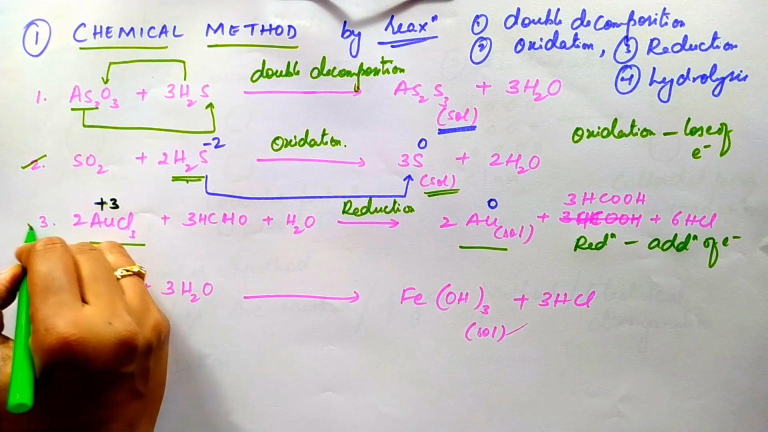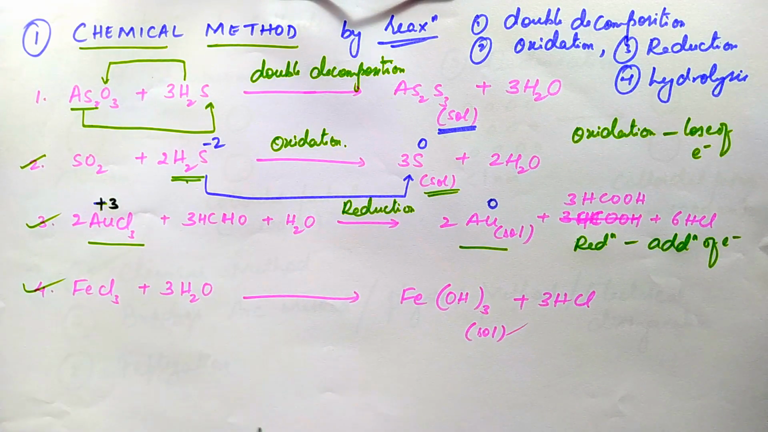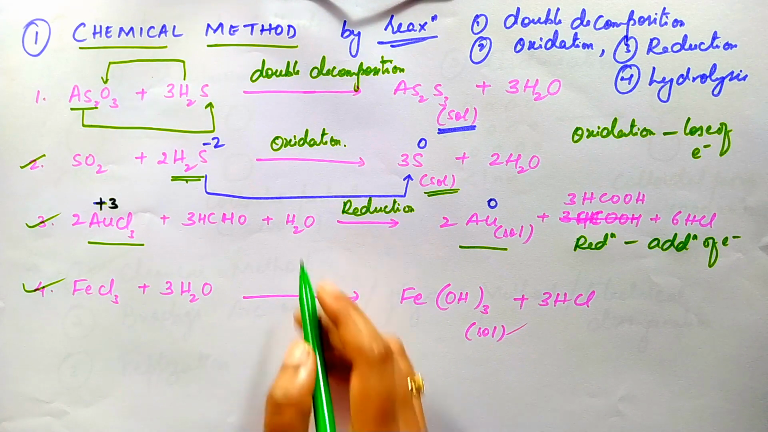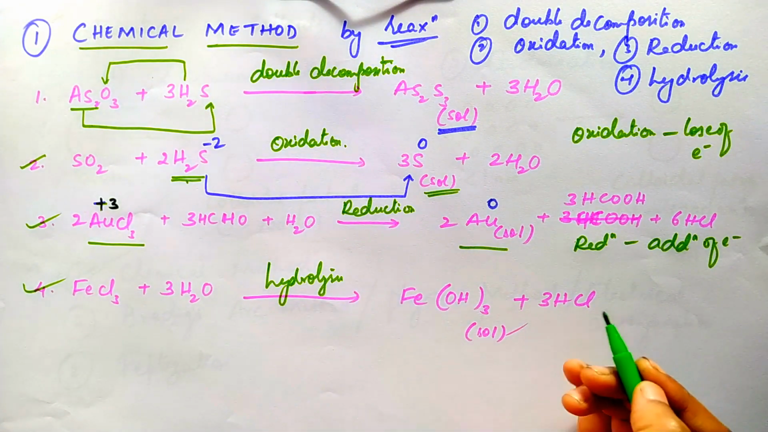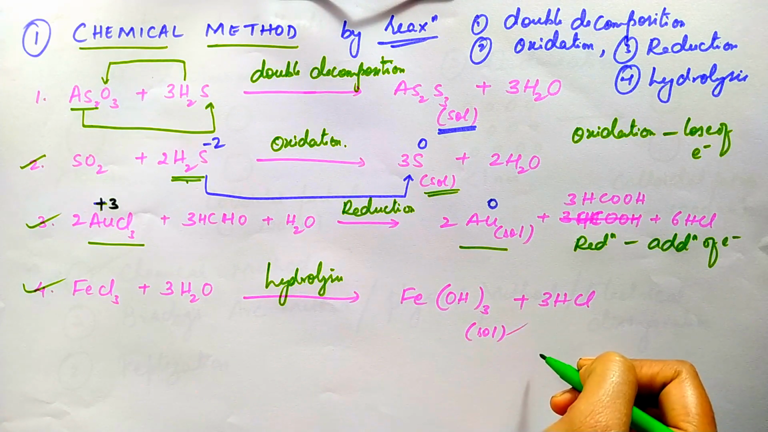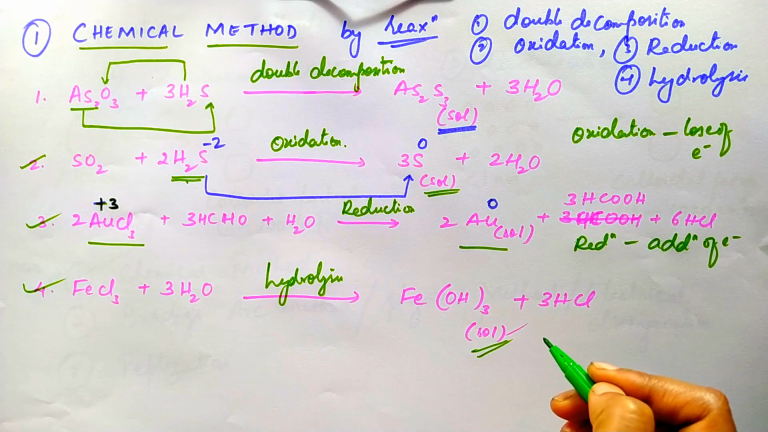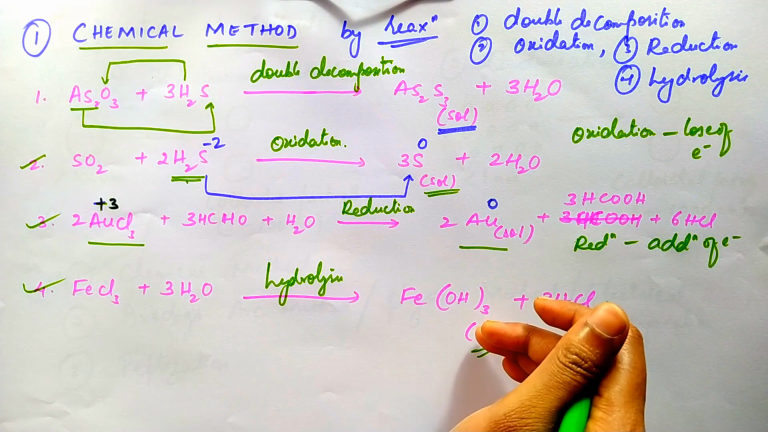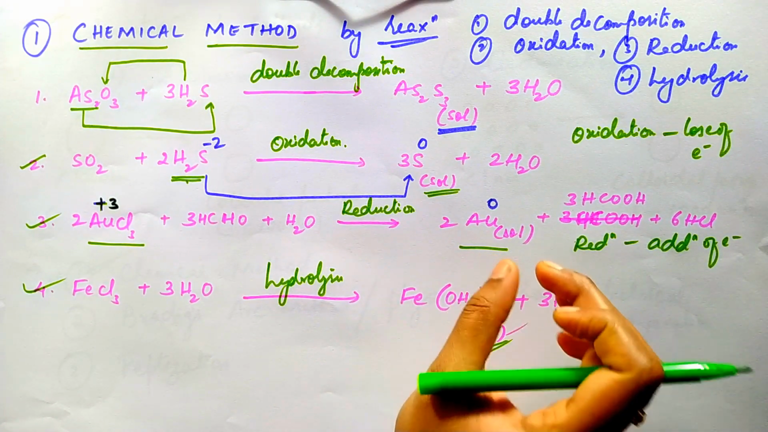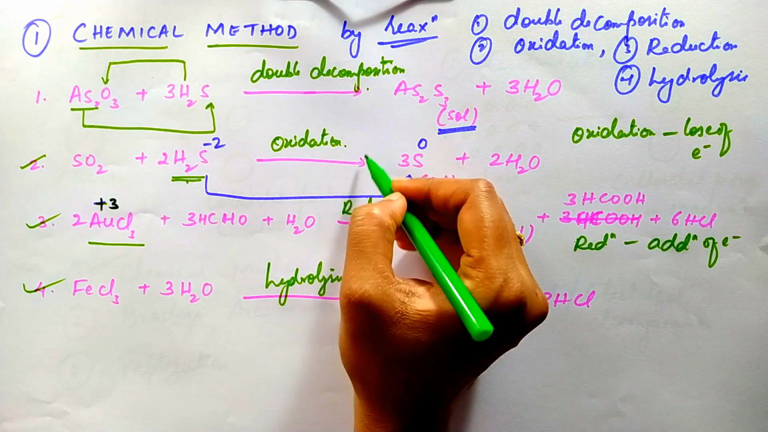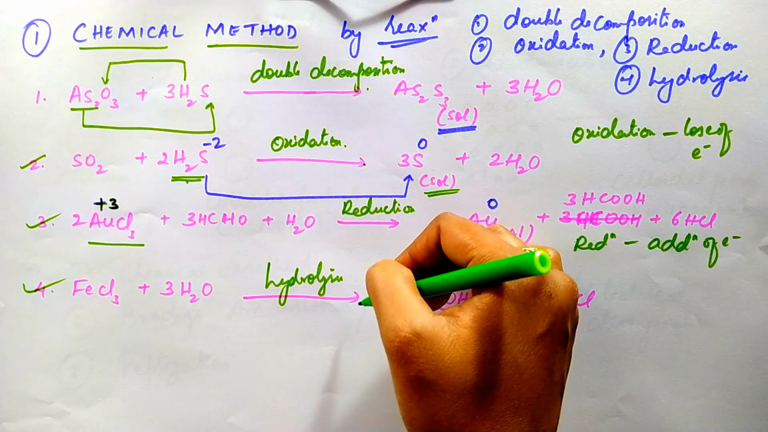This is the third method. And the last method is here ferric chloride is combined with water, means hydrolysis, to form ferric hydroxide salt. So, it is a colloidal salt. These are the 4 methods, that is the chemical methods which are used to prepare the colloidal salt: double decomposition, oxidation, reduction and hydrolysis.